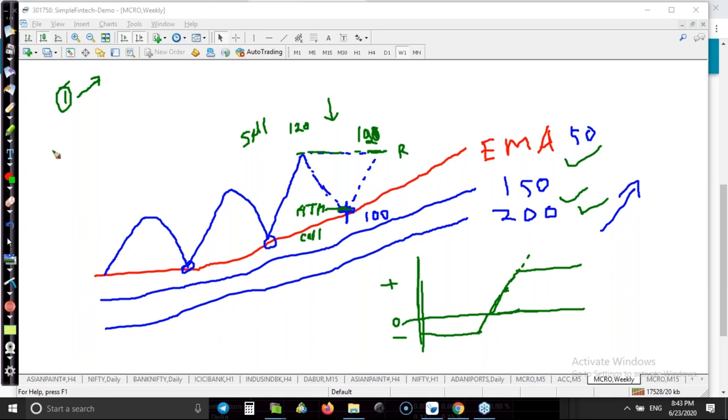Now second, what criteria? The price should bounce off specific moving averages. In the earlier example we have seen price bouncing off the moving average 50. Number three, we need a bullish signal. It may be a pattern, parabolic, whatever. Once the price is above this moving average, we will apply this trading strategy. Is it clear?